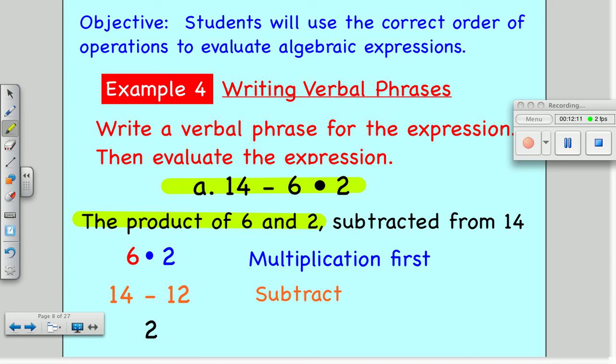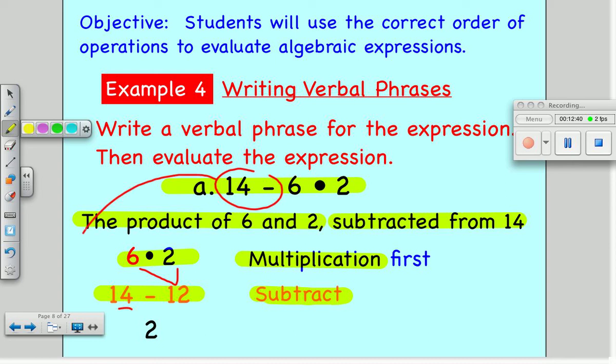Okay, so you should have that written down. So we're going to do the multiplication first. 6 times 2. 6 times 2 is 12. And then we're going to do the subtraction second. Okay? Again, if you want to know where we got the 14 from, it came from up here in the problem. Okay? 14 minus 12 is 2. And that's our final answer.